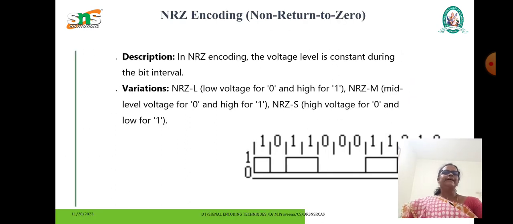Let us see NRZ encoding, that is, non-return to zero. Description: in NRZ encoding, the voltage level is constant during the bit interval. Variations: NRZ-L, that is, low voltage for 0 and high for 1. NRZ-M stands for mid-level voltage for 0 and high for 1, whereas NRZ-S stands for high voltage for 0 and low voltage for 1.